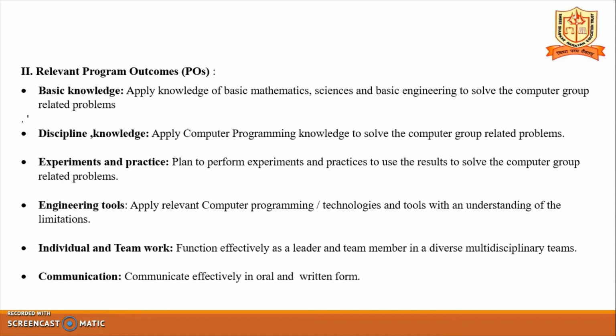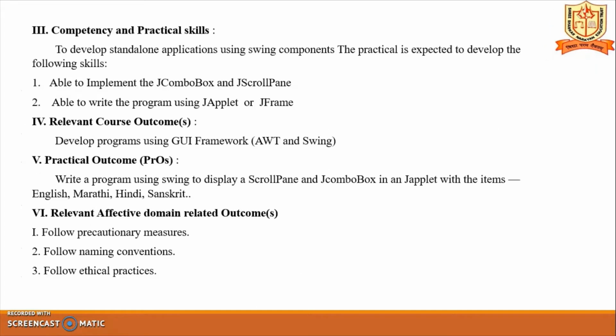Next program outcome is engineering tools: apply relevant computer programming technologies and tools with an understanding of the limitations. Individual and teamwork: function effectively as a leader and a team member in diverse and multidisciplinary teams. Either you can work as an individual or a team member. The last program outcome is to communicate effectively in oral and written form. You can communicate either orally or in written form.